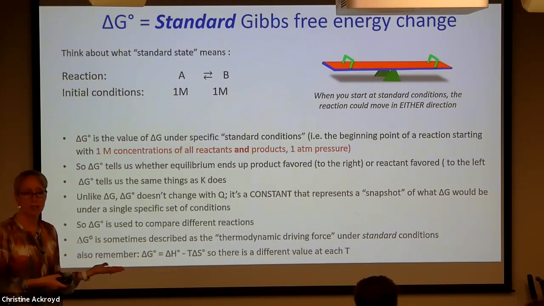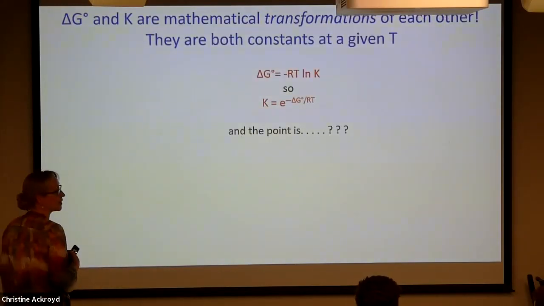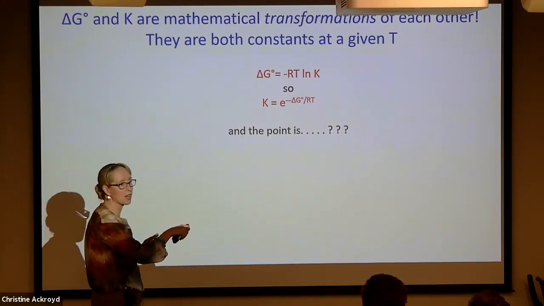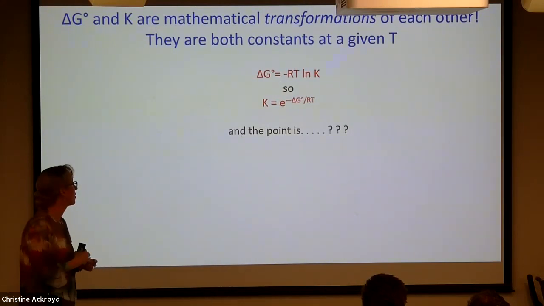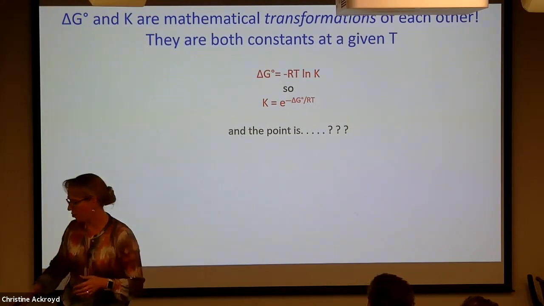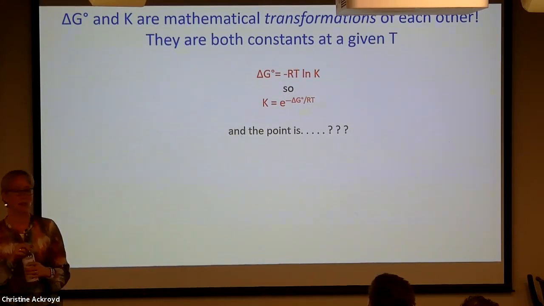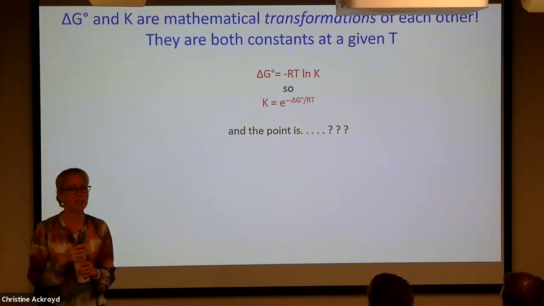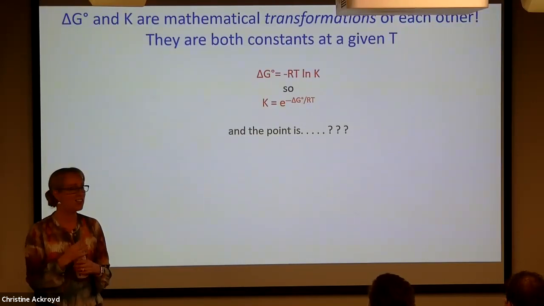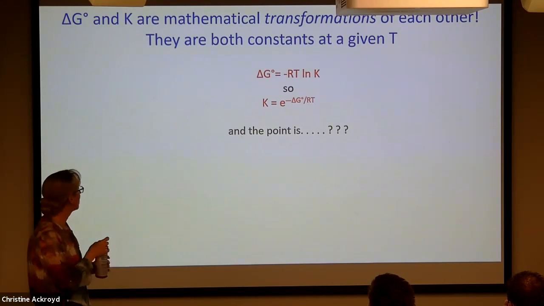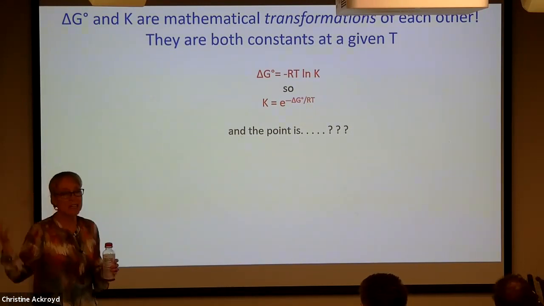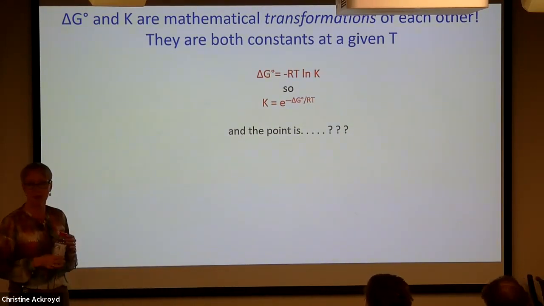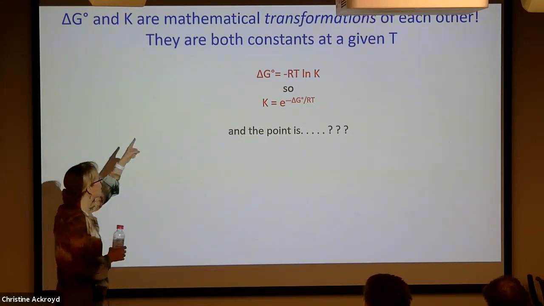So if you change the temperature, you change the delta G naught. Notice we said delta G naught and K tell you the same thing. Delta G naught equals minus RT natural log of the constant. What's the relevance of those equations? If you change the K value, what happens to the delta G naught? It changes. Okay. So if you change the temperature and it changes the K value, what's going to happen to the delta G naught value? It changes.